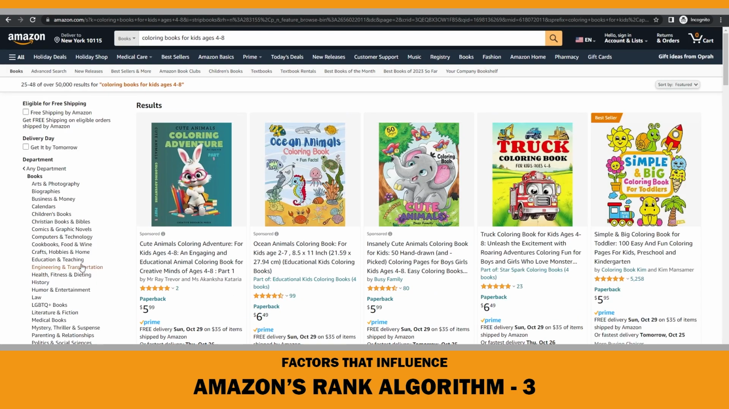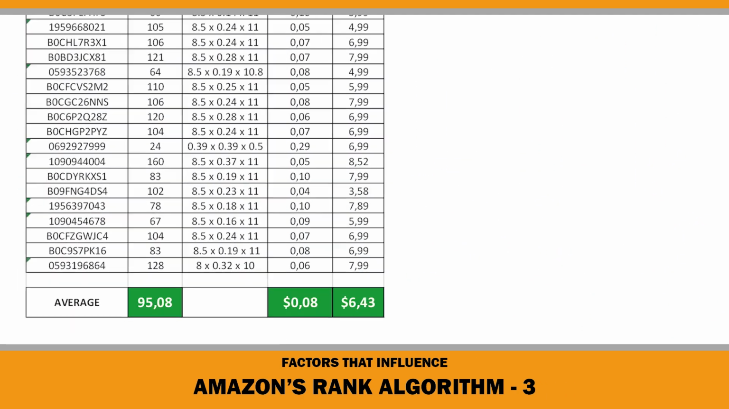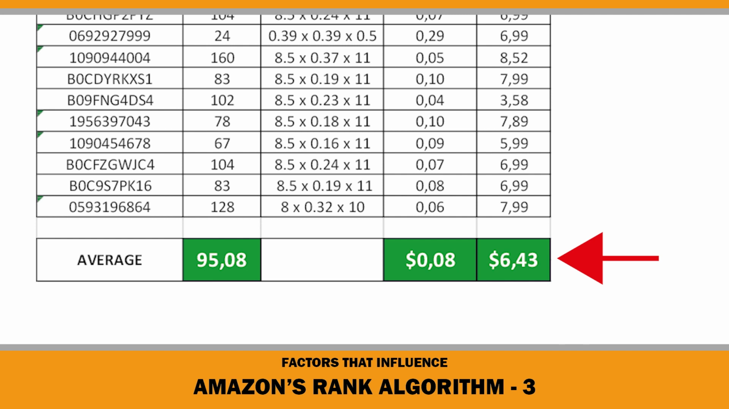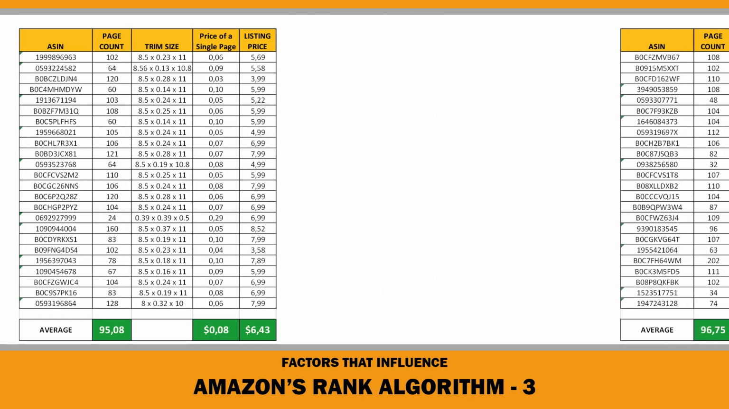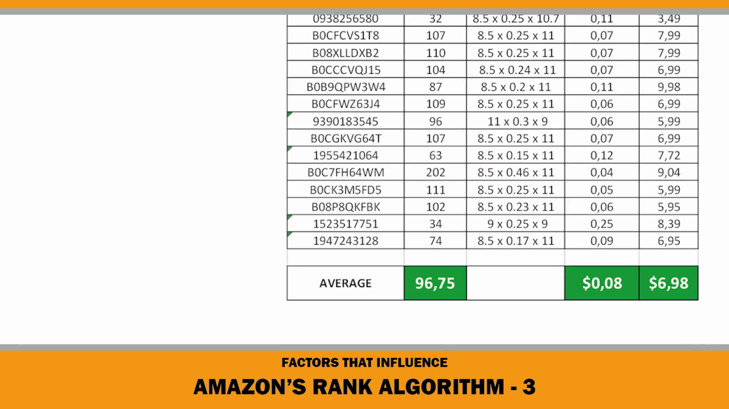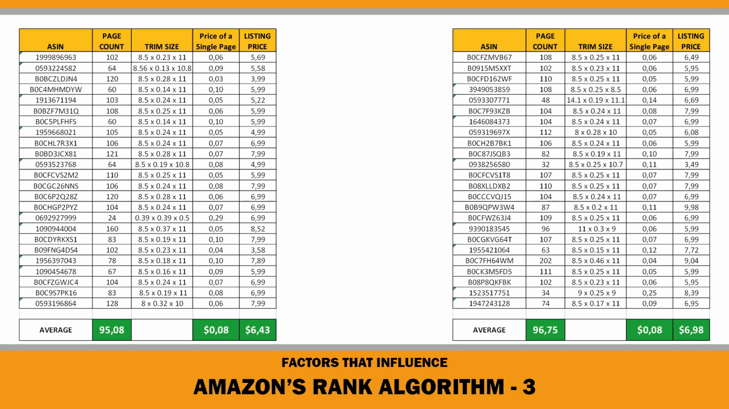Here is my analysis for this search term. On the first page, the average book price is $6.43. The average page count is 95 pages, and most of the books are 8.5 by 11 inches. On the second page, the average book price is $6.98, and the page count is close to 97 pages, almost similar to the first page. Like on the first page, most of the books are 8.5 by 11 inches.